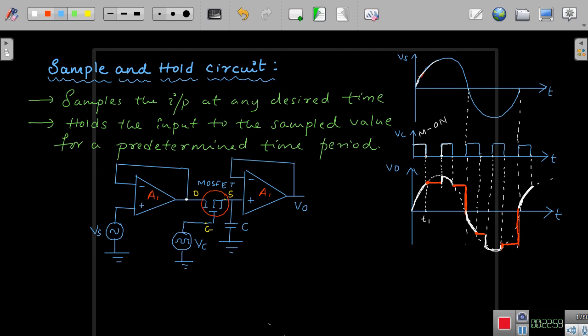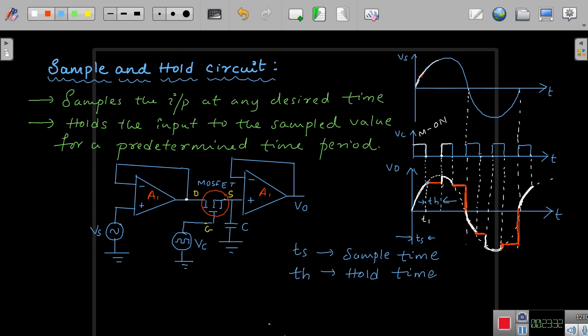Now this is the sample time, the time required. You can call this TS, and this is called TH. TS is referred to as the sample time and TH is called the hold time, right.